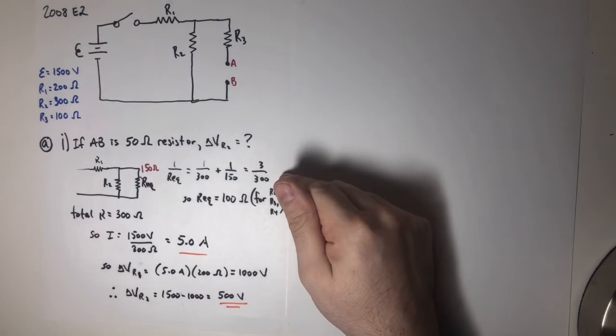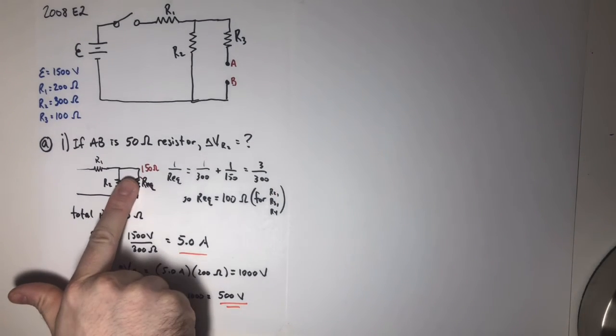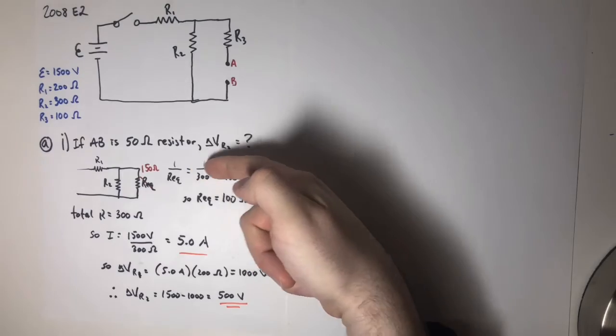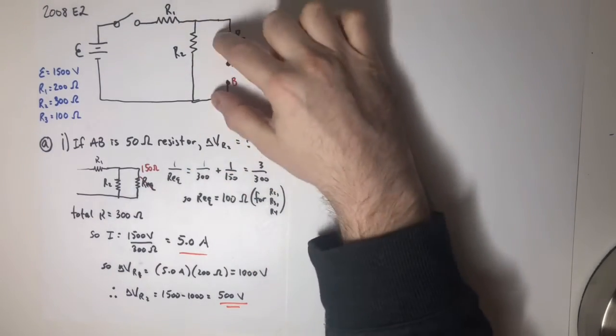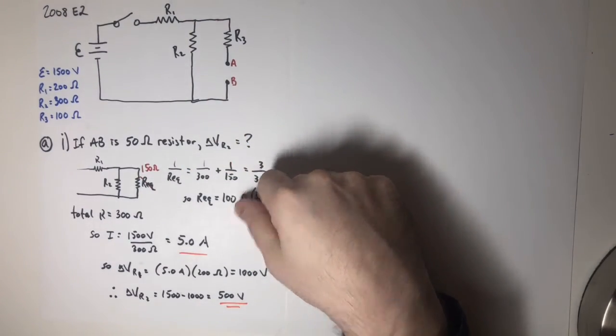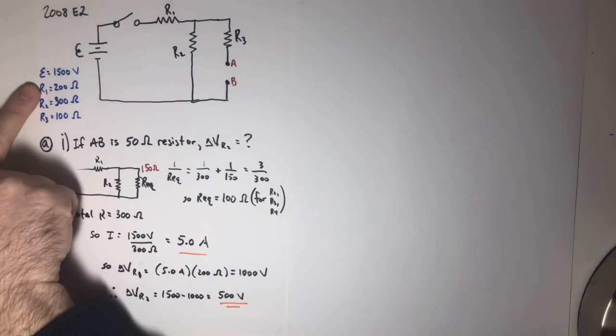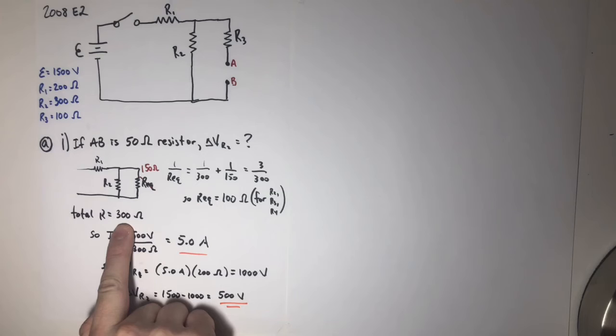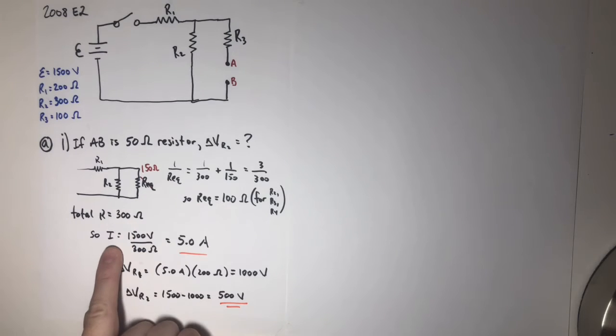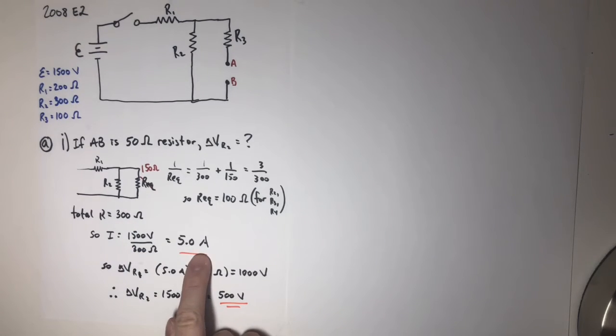So this one's pretty straightforward. I made a mistake on this diagram. Sorry about that. The equivalent resistance for this entire piece of the circuit turns out to be 100 ohms. When you put that 100 ohm resistor in series with R1, you get an equivalent resistance of 300 ohms for the entire circuit. So the entire current is 5 amps.